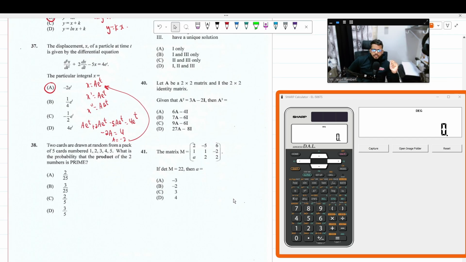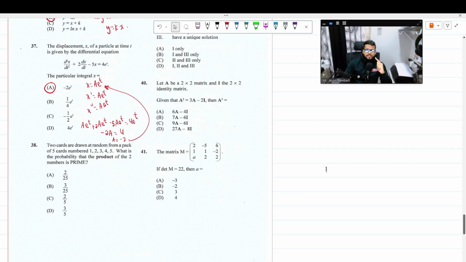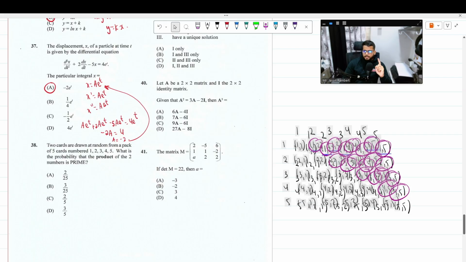Two cards are drawn at random from a pack. This is one of the repeat questions that came, and I would like to fix one thing with this. I was digging into the question a little bit, and when I did the question, I would have gotten the total number of possible outcomes to be 14. But I made a mistake and I counted some things twice. So I'm going to insert this here.